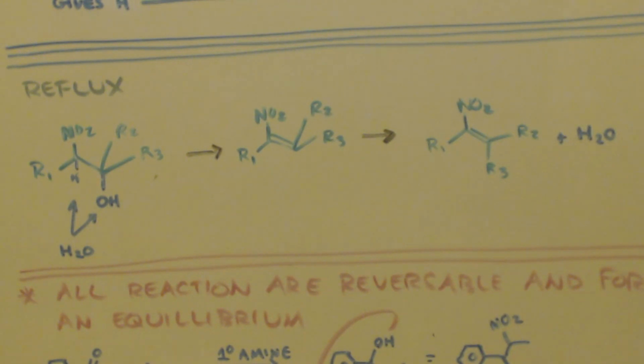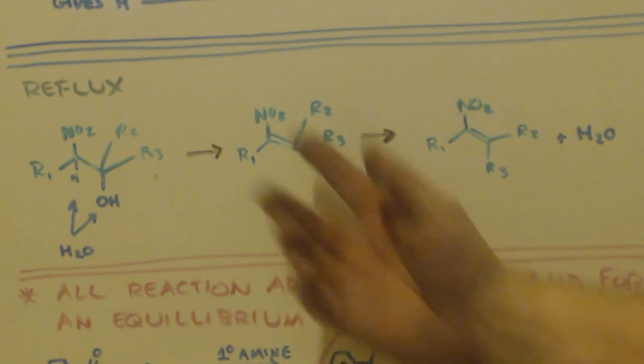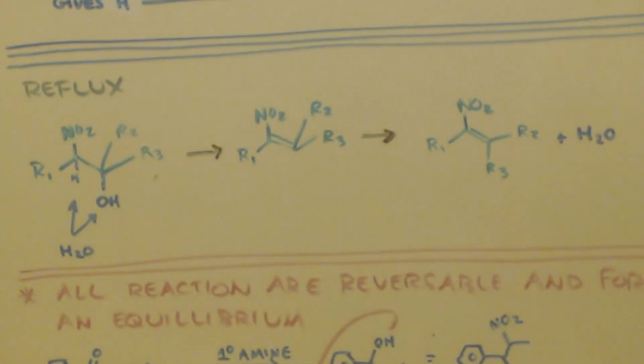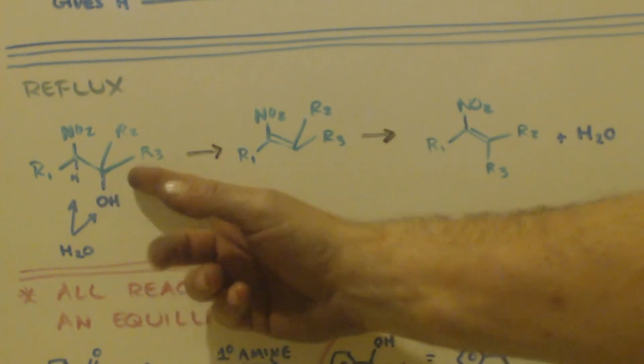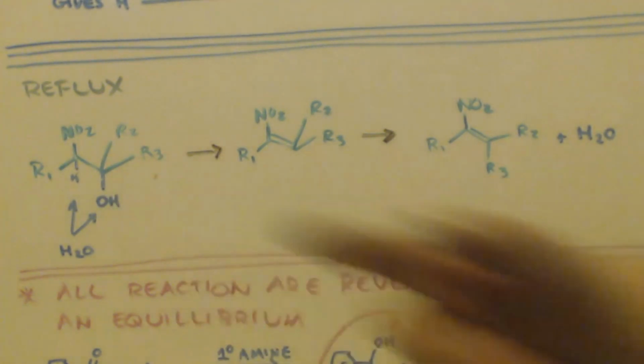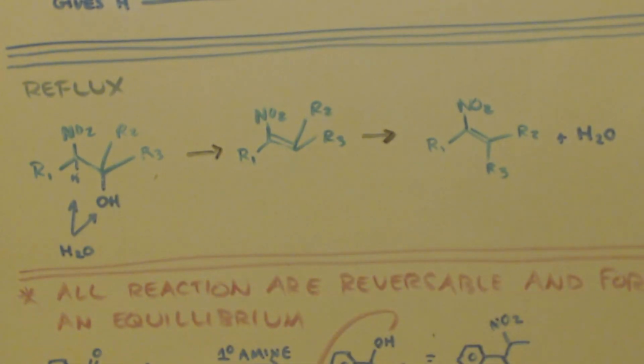The thing about this reaction is everything is reversible and everything forms an equilibrium. So when you make this, it actually goes back because it's reversible. It goes back to the beta nitro alcohol. You make it and then some of it at least goes back, and it keeps making this until it forms an equilibrium.